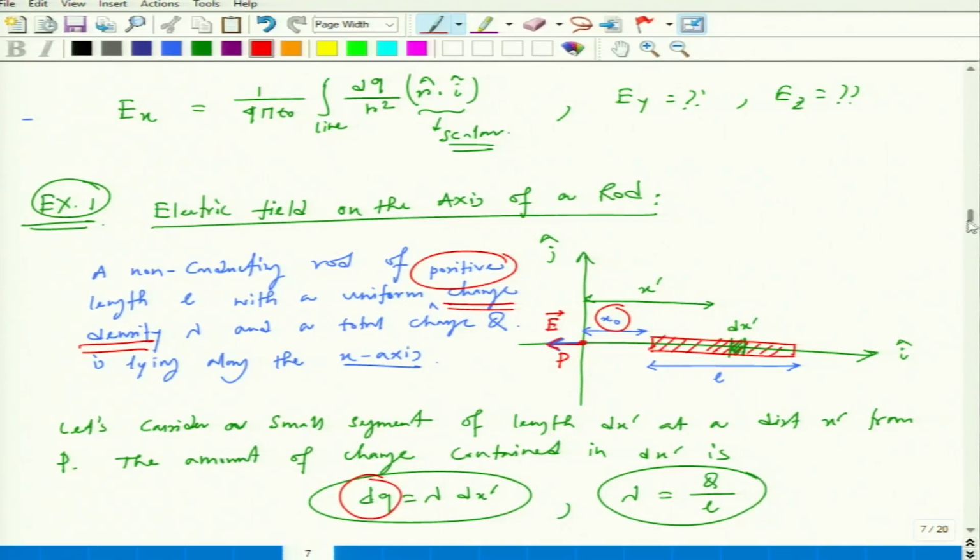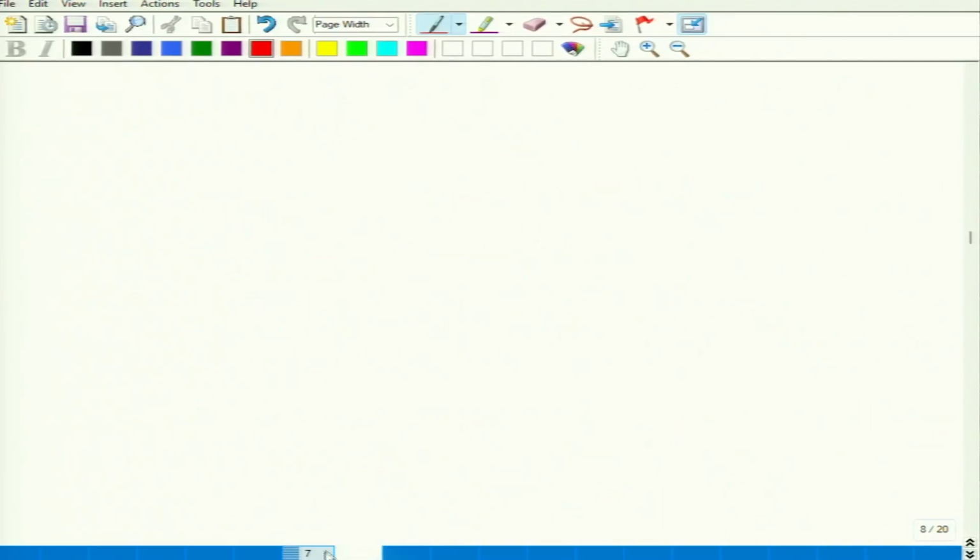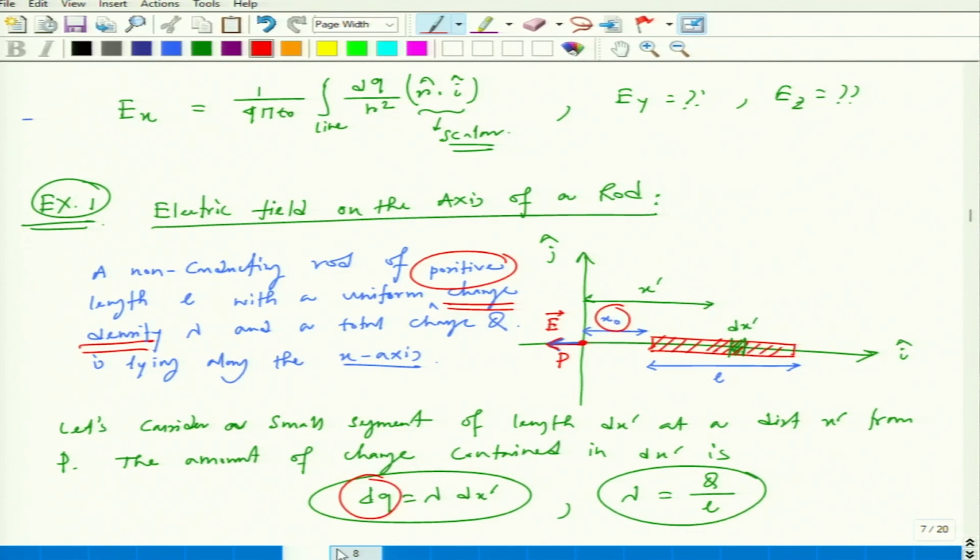In the previous class we were discussing the electric field on the axis of a rod. We will continue to calculate this in this class. Where we left off, the charge of a small segment dx prime is dq, which becomes lambda times dx prime, where lambda is the uniform charge density, q over L.